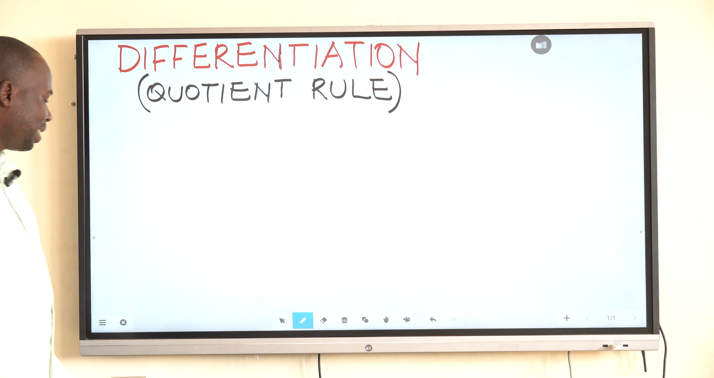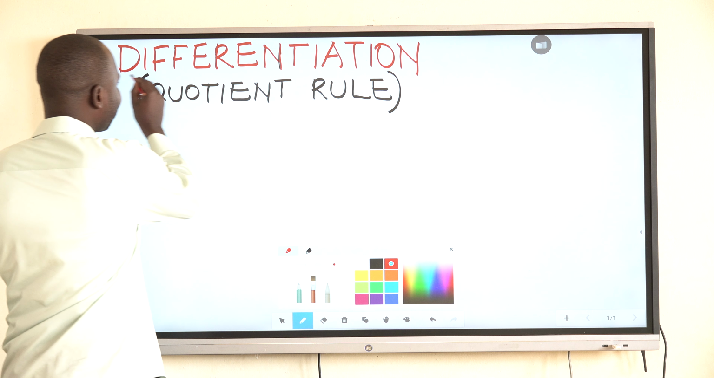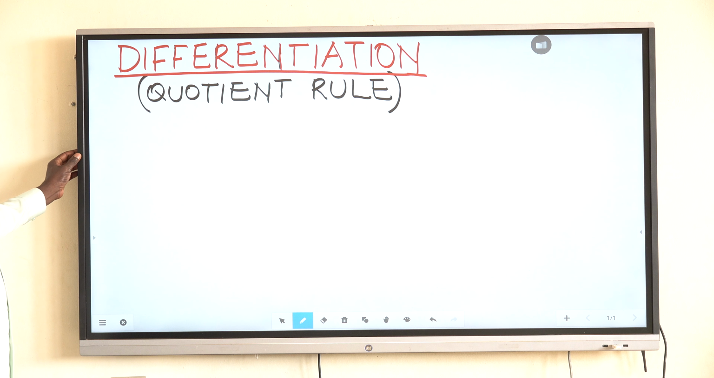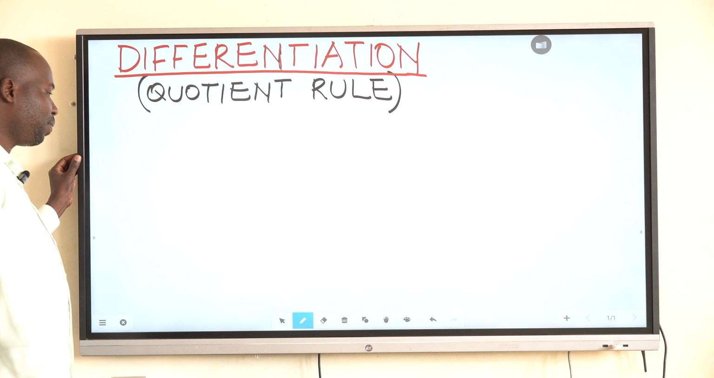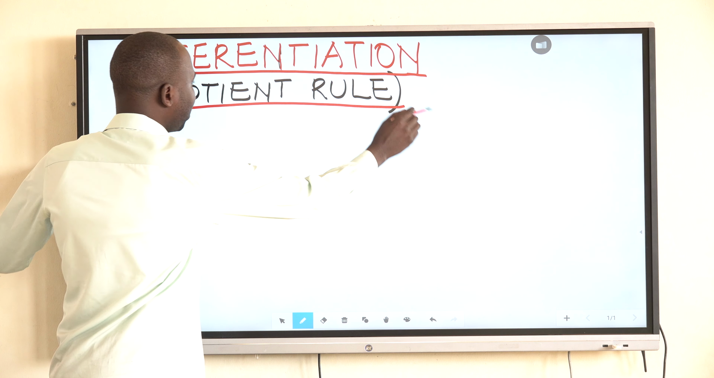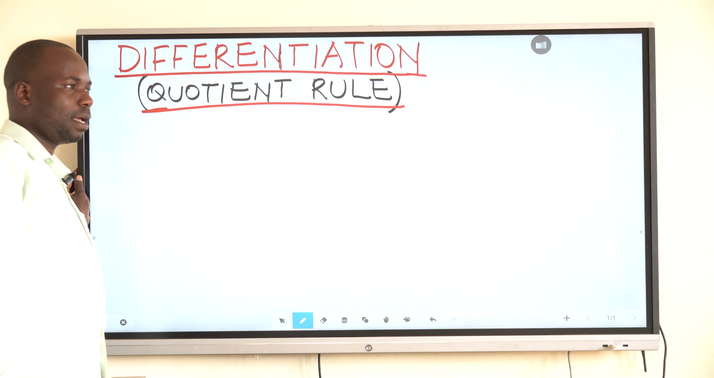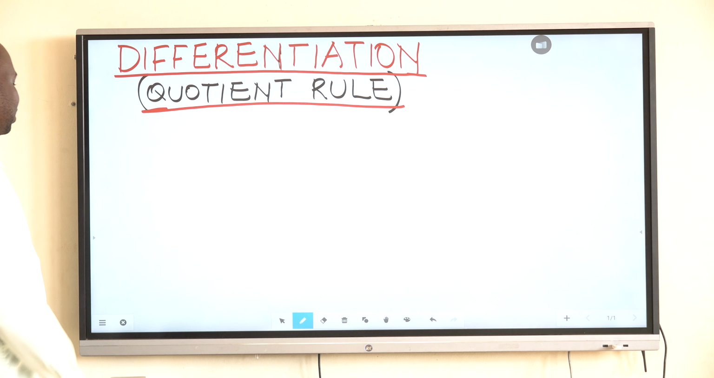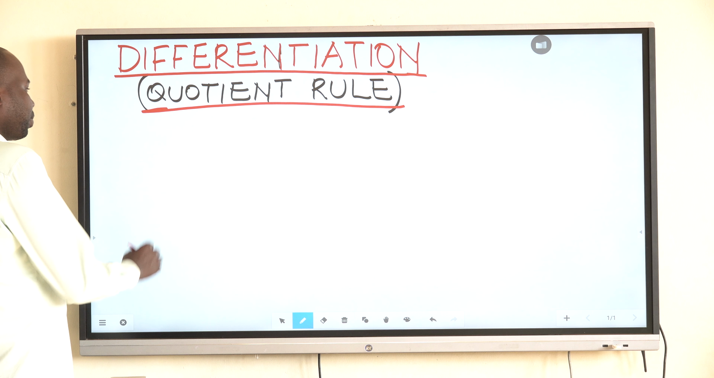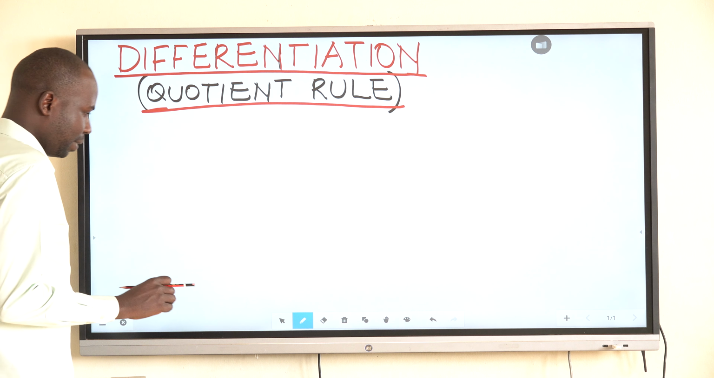We are still talking about differentiation. We have seen some other rules, but we still have some to go through. For example, today we are going to look at the quotient rule. Let's start on it. If you're dealing with the quotient rule, we have the general formula that we use.